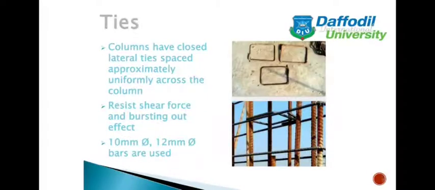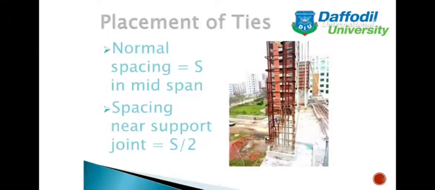Now ties. Columns have closed lateral ties spaced approximately uniformly across the column. They resist shear force and bursting out effect. Now 10 mm and 12 mm bars are used. As we can see in the picture, these are the ties of a column. Placement of ties: normal spacing is equal to S in mid-span. Spacing near support joint is equal to S divided by 2.